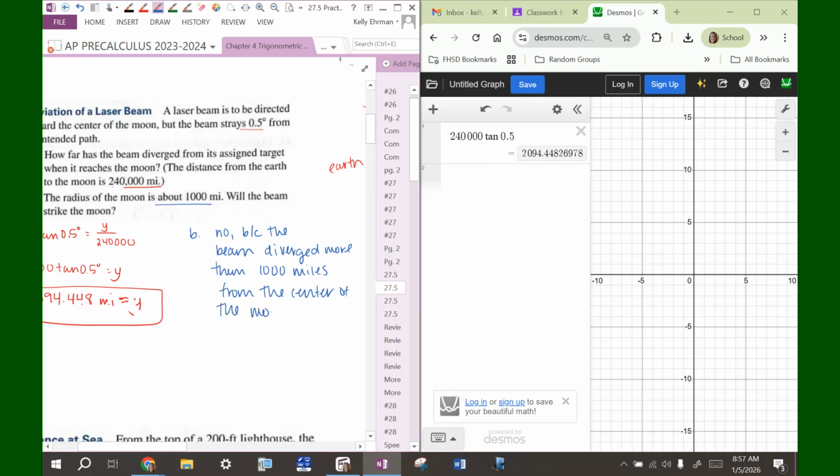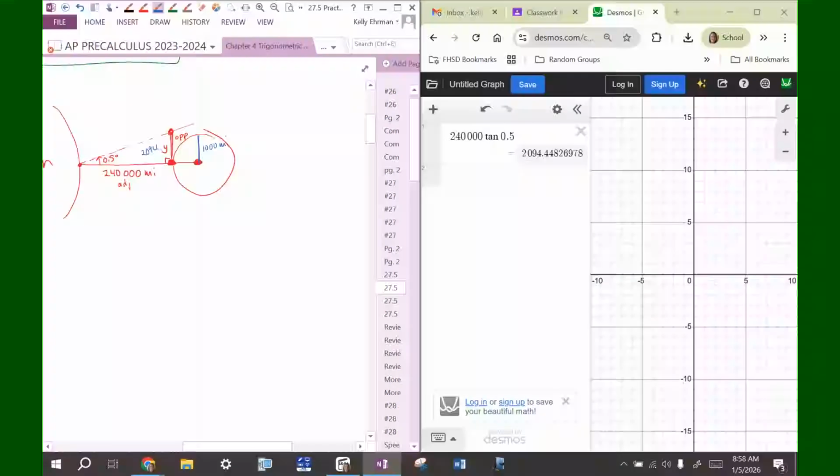Because that matters. We were pointing at the center and we were off by 2094. If we were pointing at the bottom of the moon and then we were only off by 2094, we would hit the moon. We were pointing at the center, so we're going to miss.